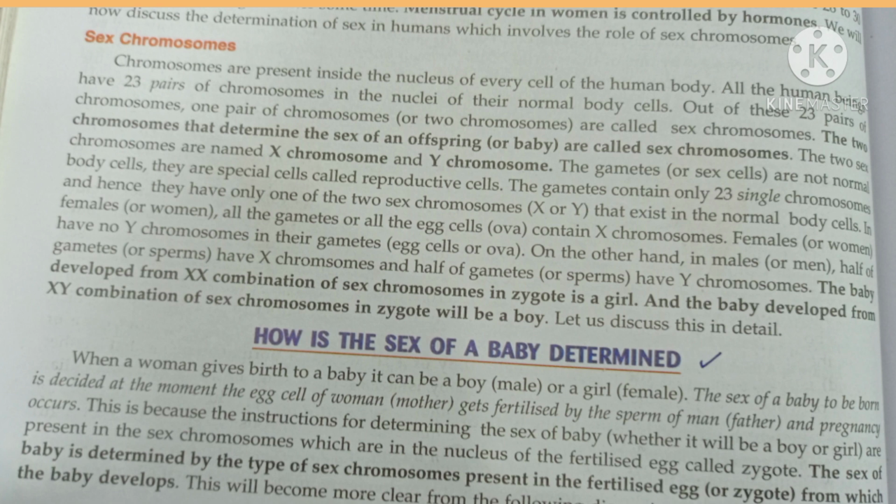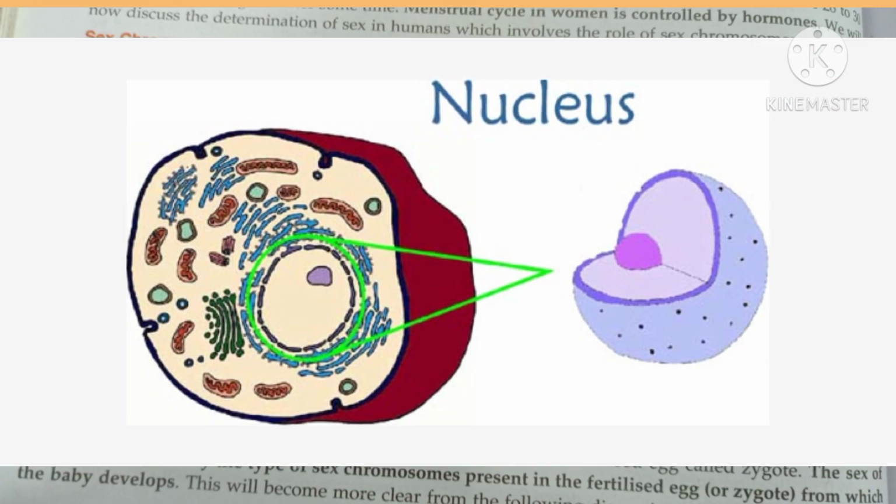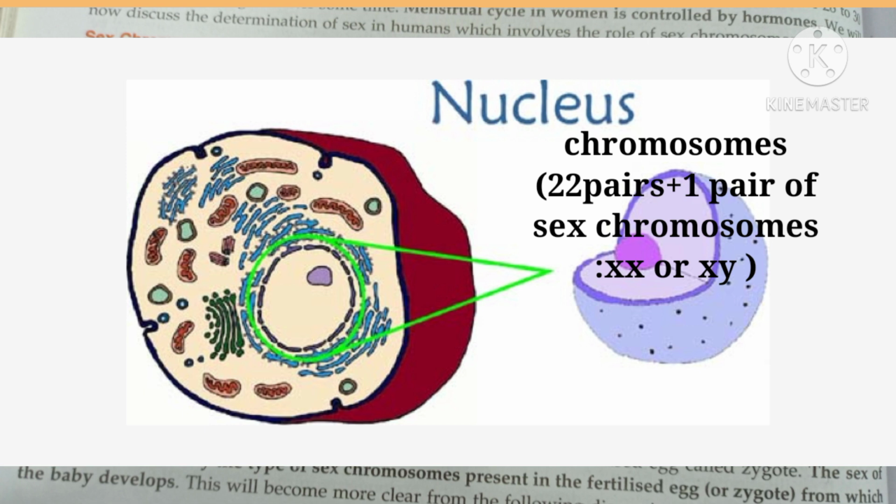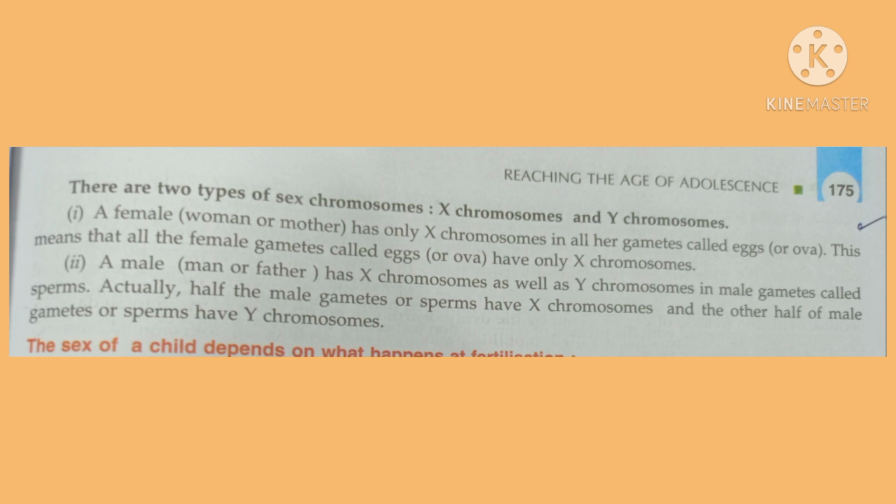Dear students, please note that all human beings have 23 pairs of chromosomes in the nuclei of their body cells. 23 pairs of chromosomes means 46 chromosomes, isn't it? Out of these 23 pairs of chromosomes, one pair of chromosomes, that is 2 chromosomes, are called sex chromosomes. They are named X chromosome and Y chromosome. Therefore, there are two types of sex chromosomes, X chromosome and Y chromosome.